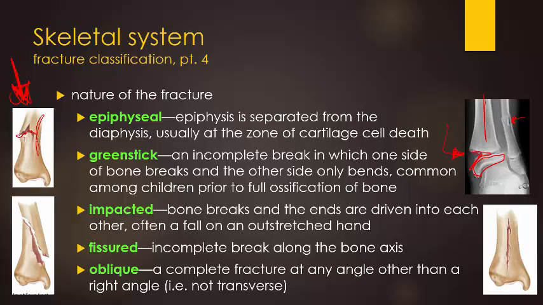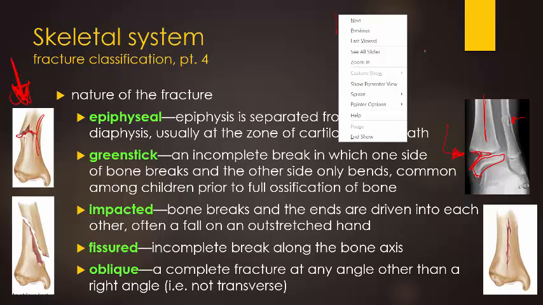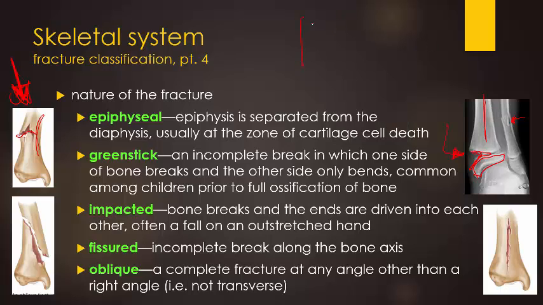An impacted fracture occurs when the bone breaks and the ends of the bone are driven into each other. Again, I give you the example of falling on an outstretched hand. So here's maybe the radius, and there's a break that happens. But then, to make matters worse, these bone ends are driven into each other, causing a lot of crushing and other damage to the bone itself.